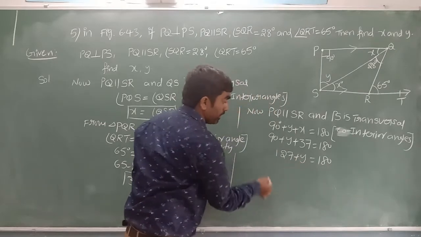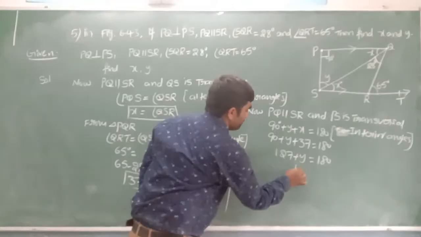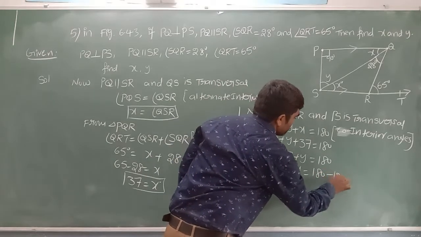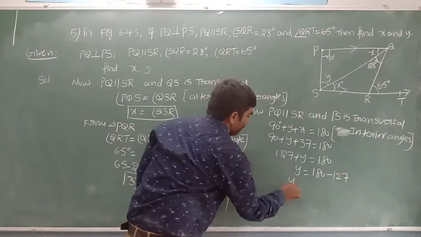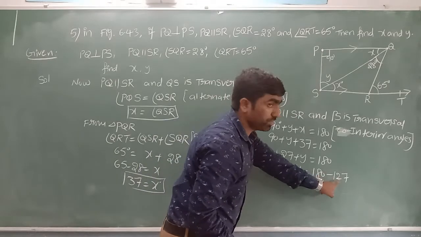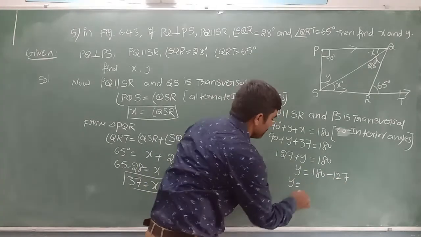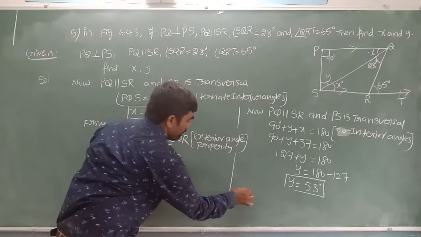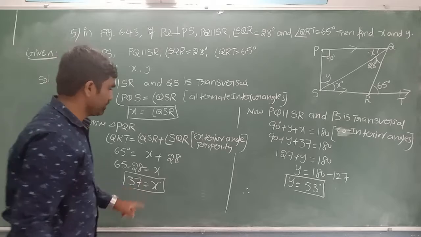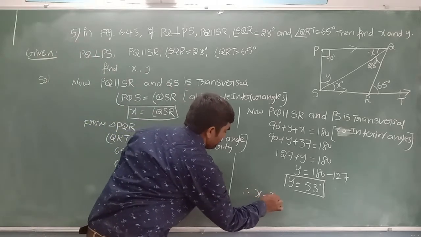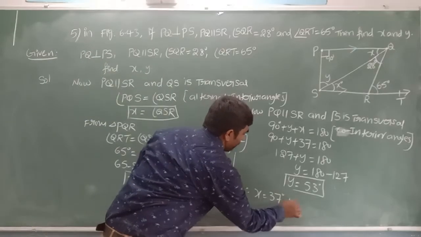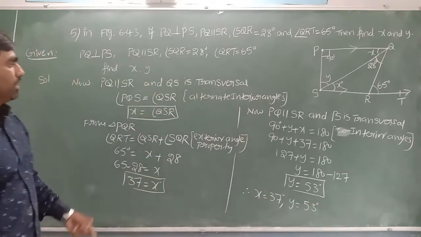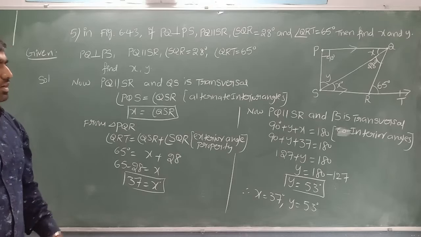180. Now to find y, transpose 127: y is equal to 180 minus 127. Now y is equal to 180 minus 127, which is 53 degrees. So therefore x is equal to 37 degrees and y is equal to 53 degrees. This is the way to find the values of x and y.